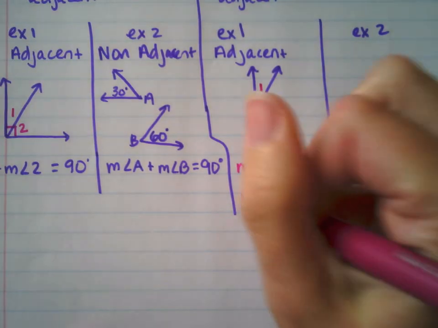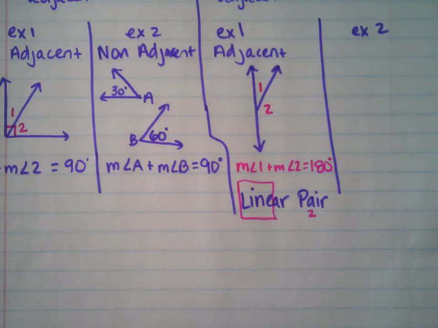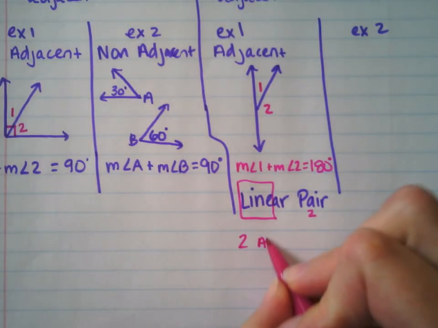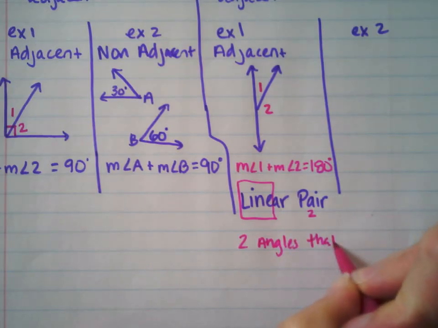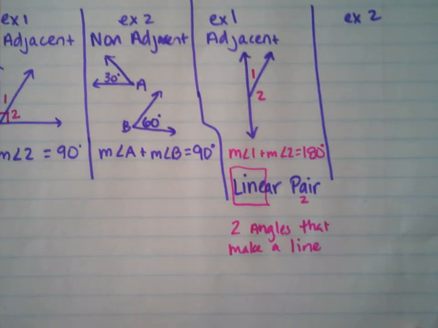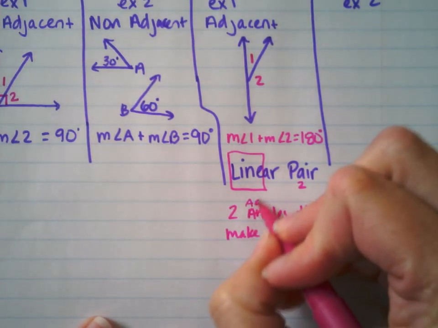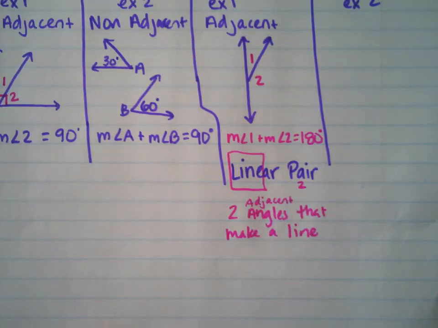Okay, when we look at the word linear pair, we see the word line in the word, right? And what does pair mean? Two. So we got two angles that make a straight line. Okay, two angles that make a line. I should add the word adjacent. I left that off. Two adjacent angles, sorry, that make a line.